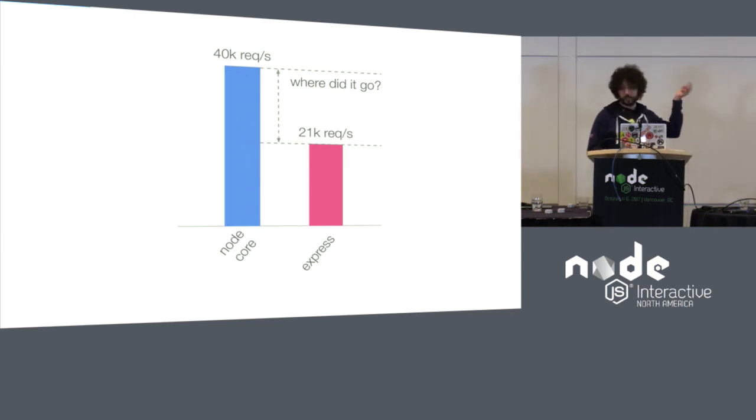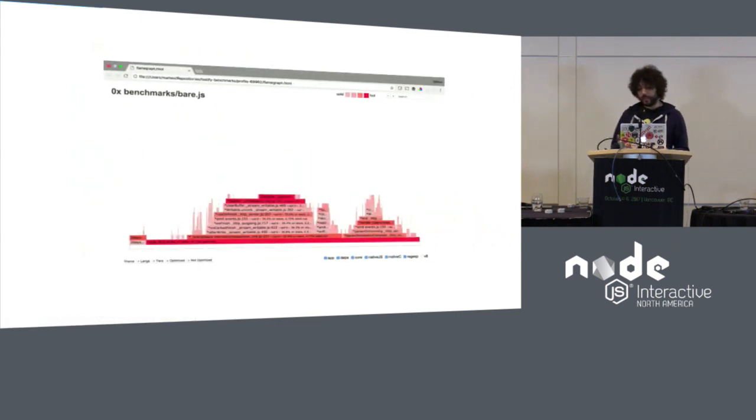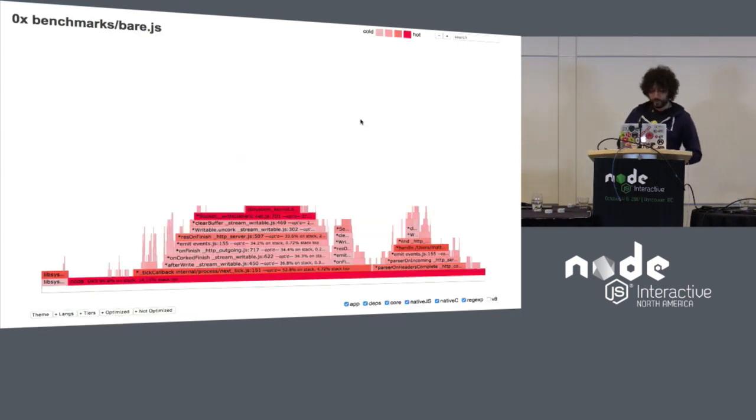But we are losing some throughput there. So where did it go? That's the question. So what we can do is use a flame graph to see where it can go. Let's first start analyzing a flame graph of Node Core. This is the server that I showed you before, and a flame graph.